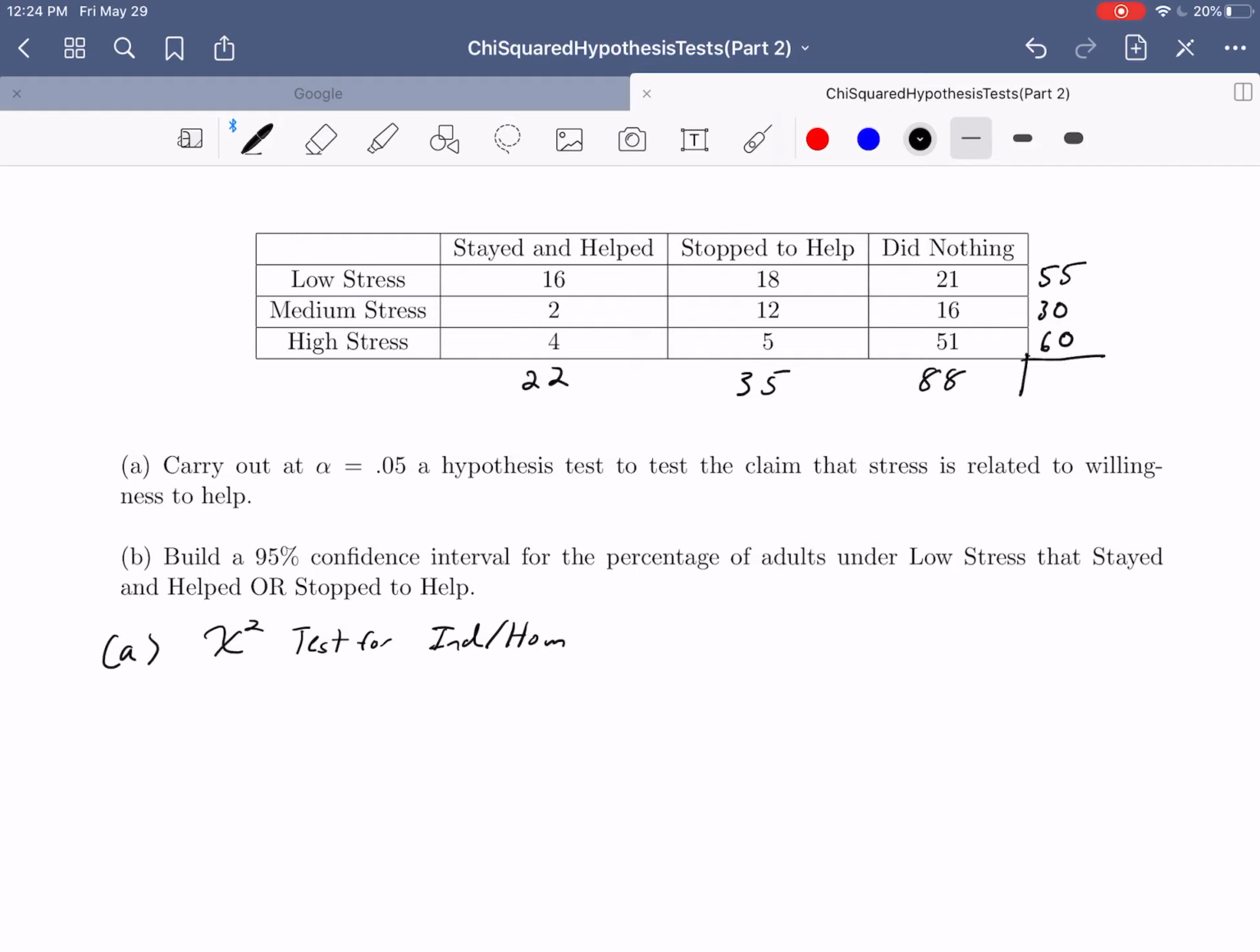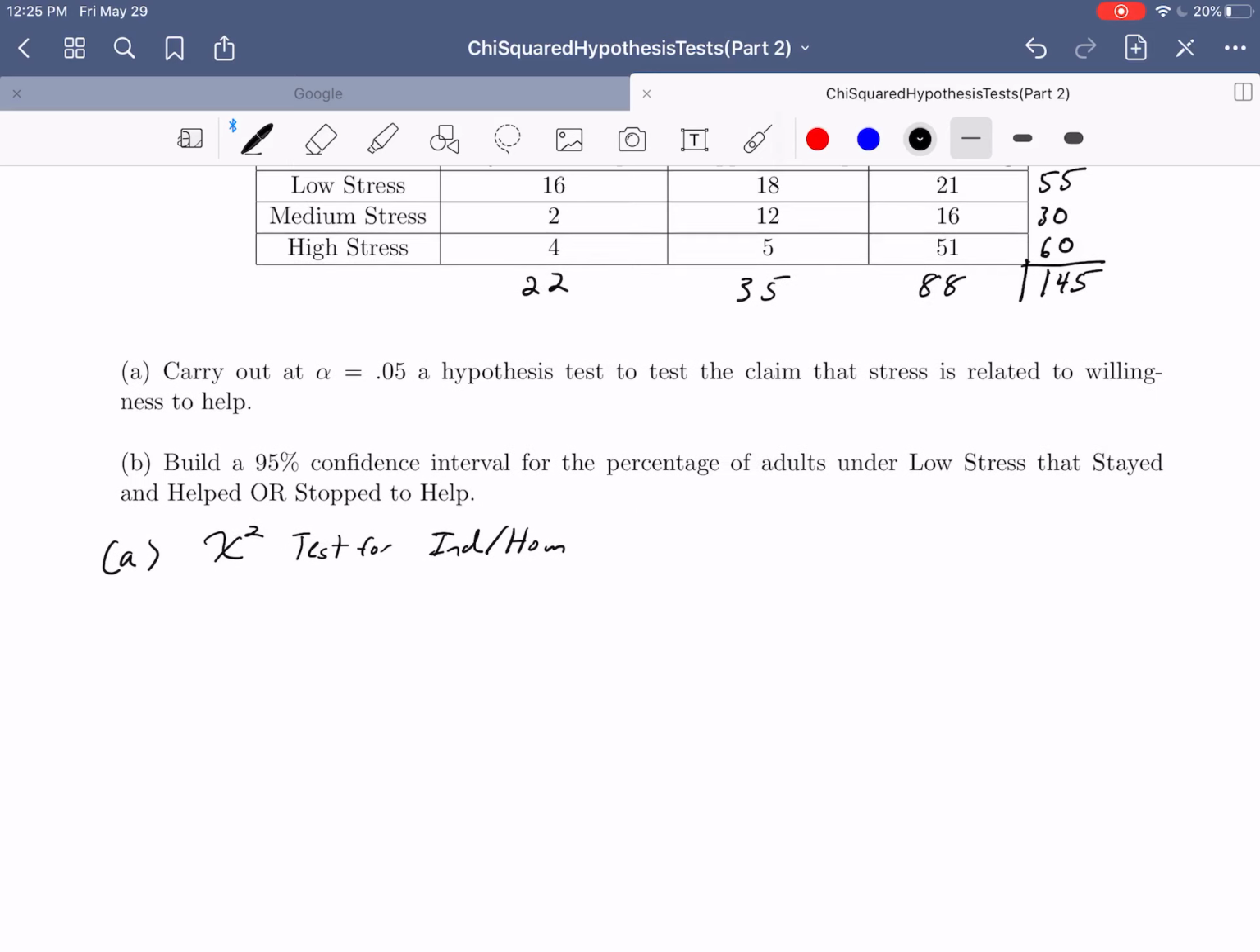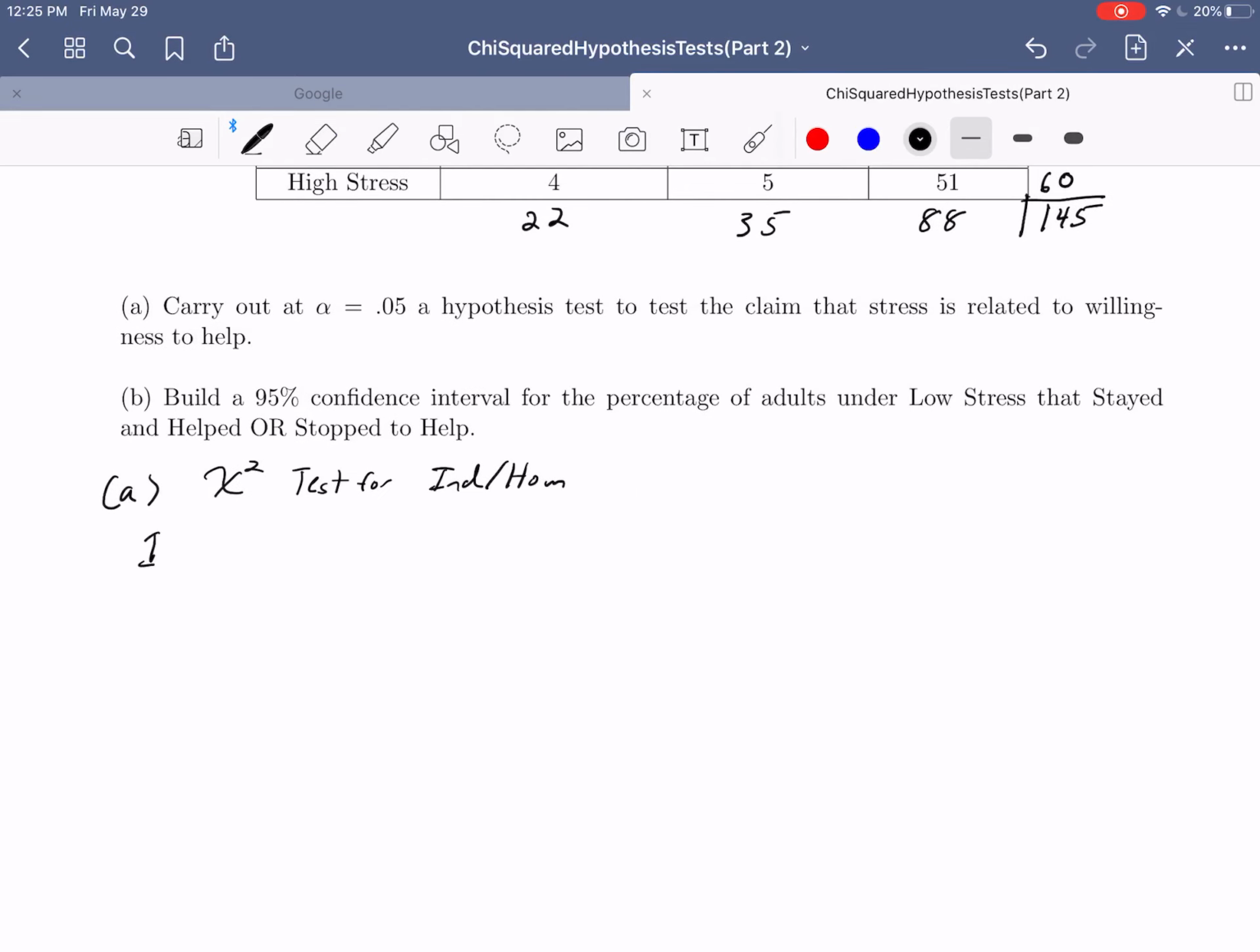And then summing up either those row totals or those column totals, either way, we should arrive at the same value. Looks like we had 145 subjects overall there. Okay, so there we go. That's always going to be your first step, to make sure you have all that before we jump too far in. All right, so now we are ready to talk about our hypotheses.